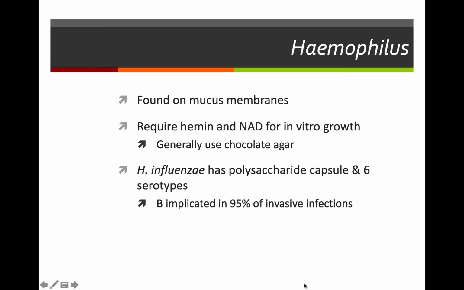It has a polysaccharide capsule, and there are 6 different serotypes. So basically 6 different profiles of this bacterium. Type B, Haemophilus influenzae type B, is the type that is implicated in the vast majority of invasive infections. So type B is the serotype most associated with significant disease.